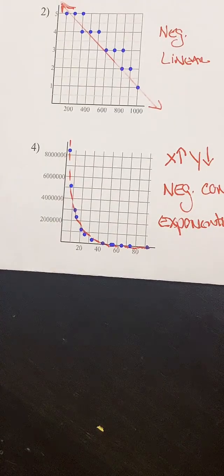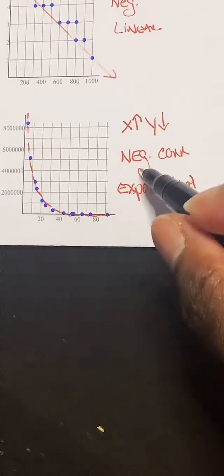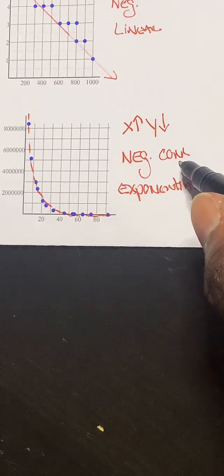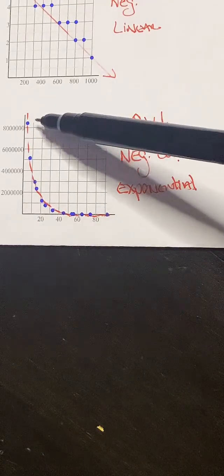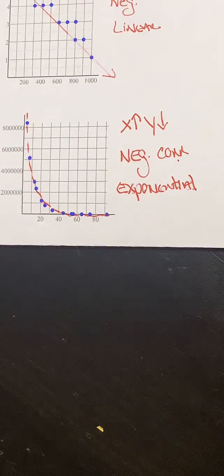What do these words mean? Negative correlation and exponential. The exponential is the type of graph that it is. And negative correlation is what the Y is doing while the X's are increasing. Okay.